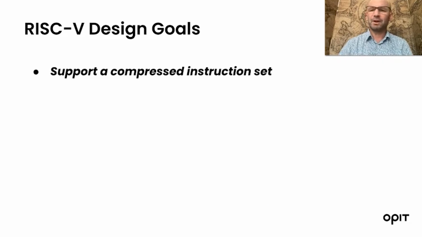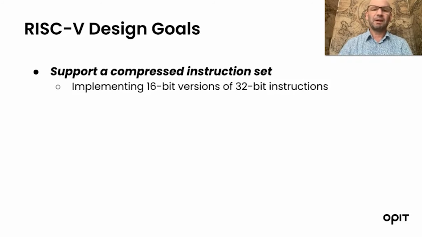Also to support a compressed instruction set, so implementing 16-bit versions of 32-bit instructions. And again, this is with the idea of resource-limited situations where you want to try and condense code into smaller memory spaces, right? So of course, if we're designing code that's 16-bit, it takes up half the space as 32-bit code.